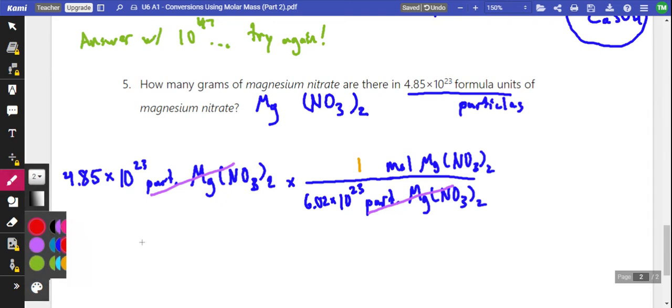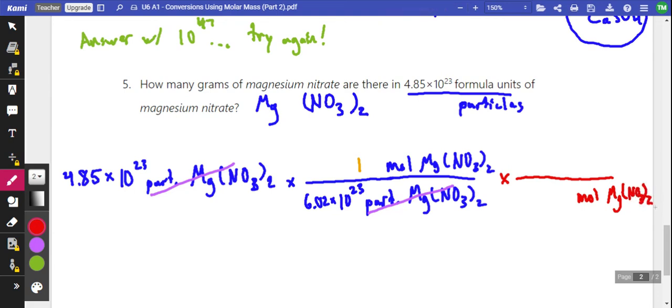I need another fraction bar where I'm going to change from moles into grams. And I'll probably just have to squeeze my answer in down here somewhere because I've run out of room again. Okay, so now that I've gotten rid of particles, my next unit to get rid of is moles. So I'm going to put moles of MgNO3 2 down on the bottom. I should have grams of MgNO3 2 on the top.